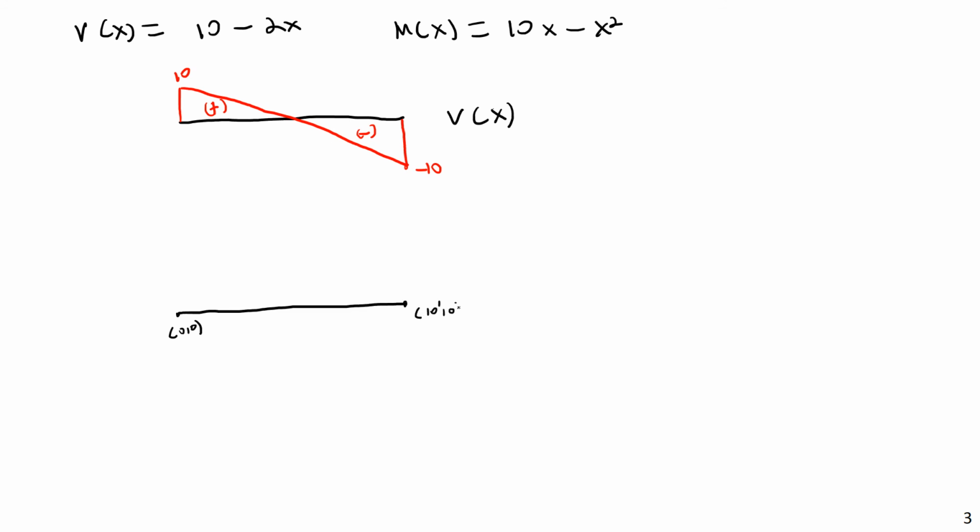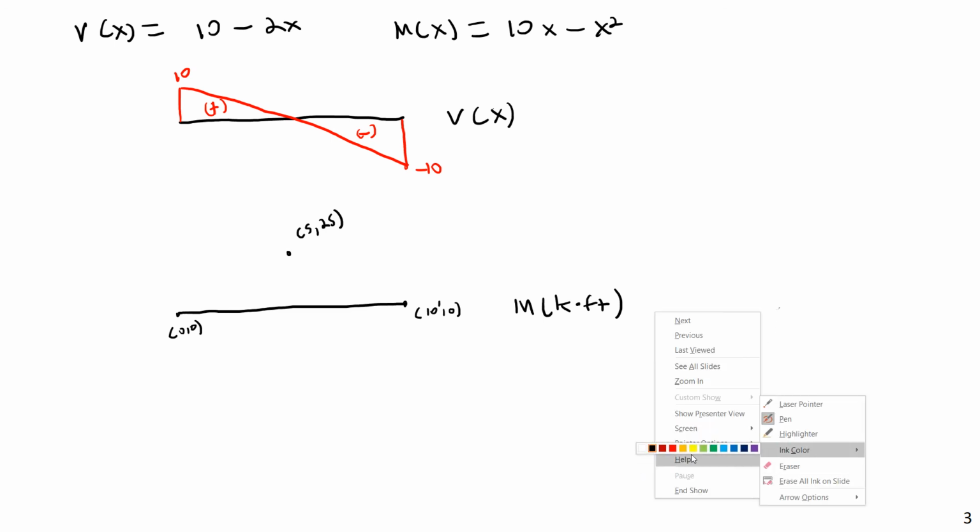10 feet, comma 0. And then if I put in 5 here, well, that's going to be 50 minus 5 squared, or 25. So that will be 25. Or maybe I could say 5, comma 25. And this would be M in units of kip feet here. And this would of course be a parabolic function.